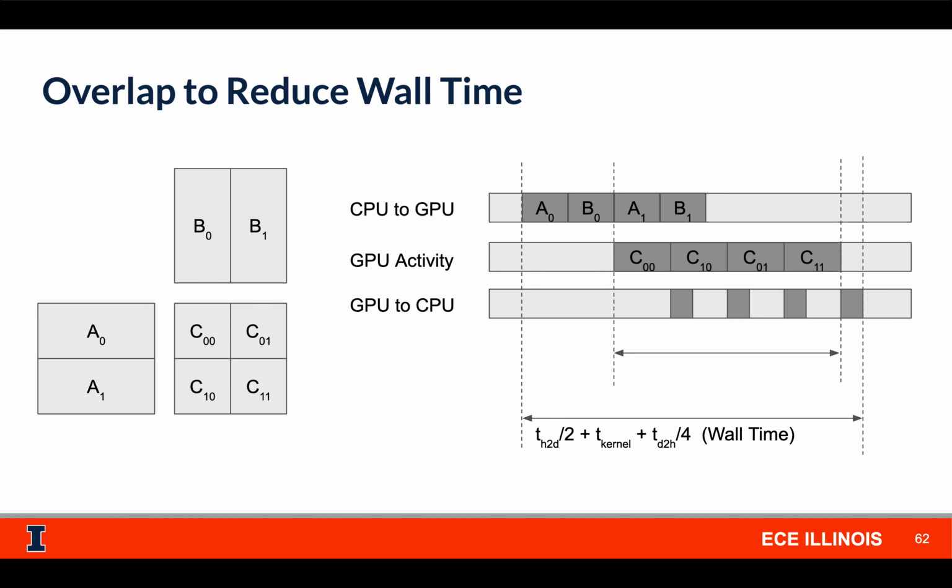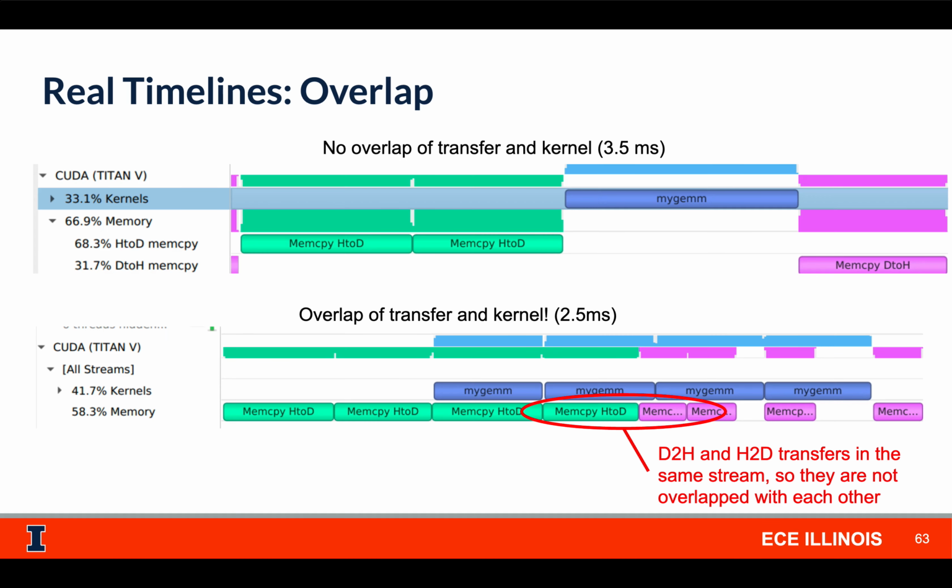And so the question then becomes, are we actually able to overlap all of these things the way that we think we are? And we can use the Nsight Systems tool to see what that looks like in practice. On the top, I've zoomed into our original multiplication where we copy all of the data and then do the multiplication. These 2 graphics are not to scale, but that top one takes about 3.5 milliseconds. And on the bottom, you can see that we have this overlap now.